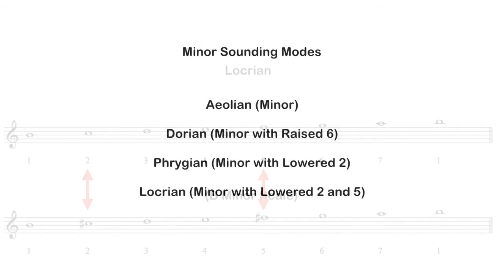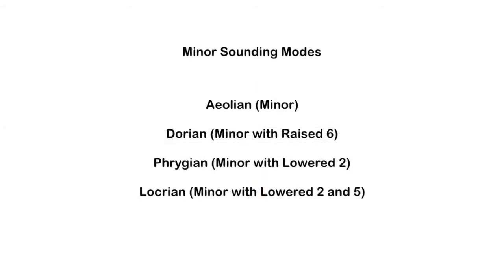So our minor sounding church modes are the Aeolian, which is the same as a natural minor scale, our Dorian, which is a natural minor scale with a raised sixth scale degree, our Phrygian, which is a natural minor scale with a lowered second scale degree, and our Locrian, which is a natural minor scale with a lowered second and lowered fifth scale degree.